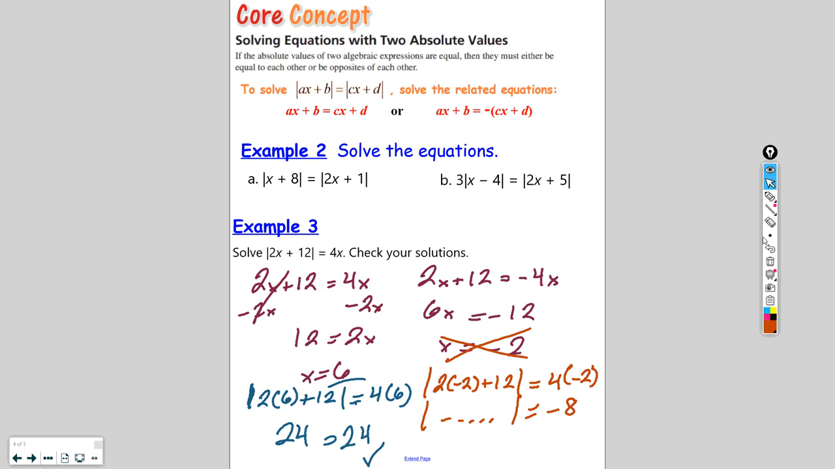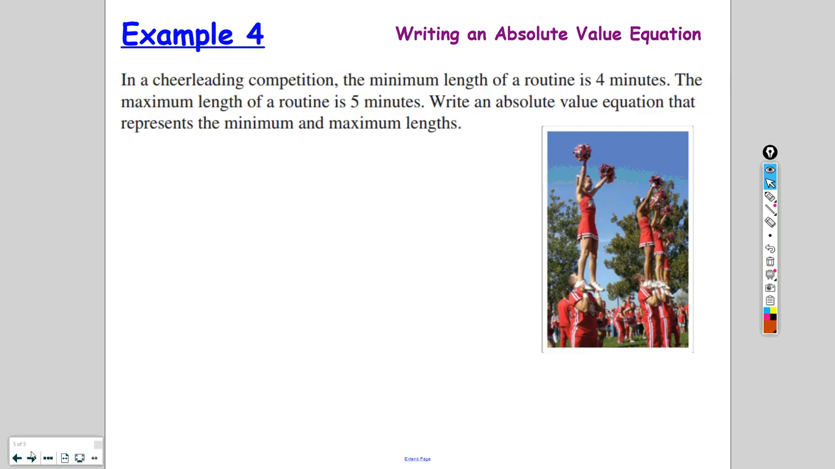All right, those are the tricky ones. All right, let's move on to the last example. This one's a really basic example that you've probably seen before. In example 4, it says, write an absolute value equation to demonstrate this scenario. Right? In a cheerleading competition, the minimum length of a routine is 4 minutes. The maximum length of a routine is 5 minutes. Write an absolute value equation that represents the minimum and maximum lengths.